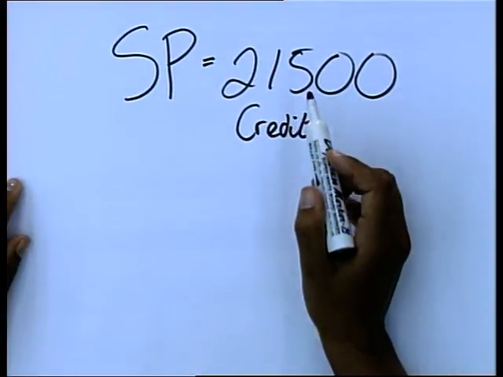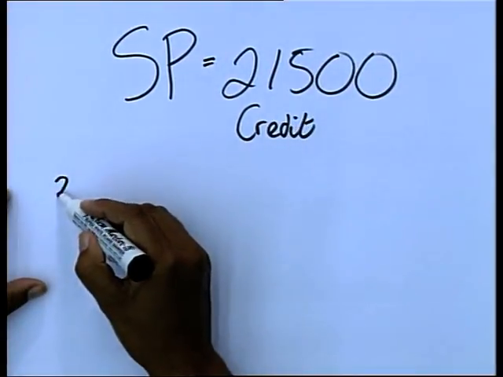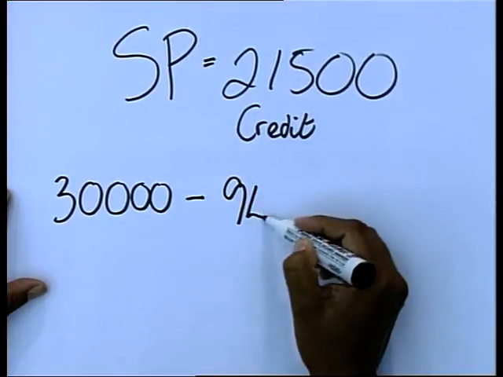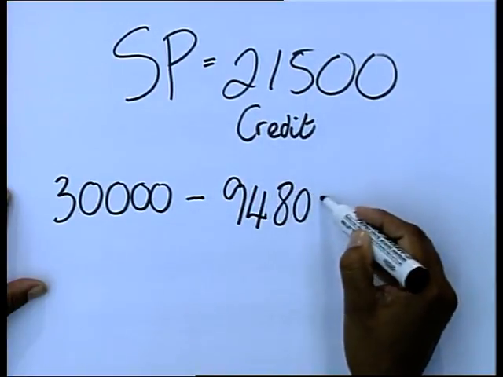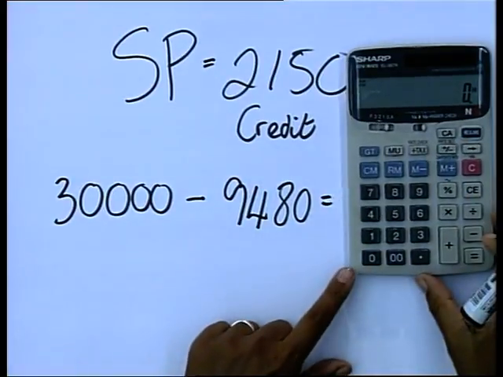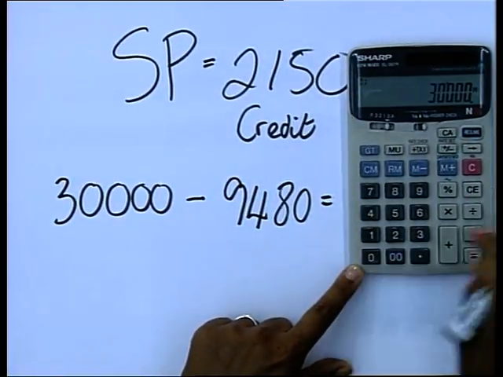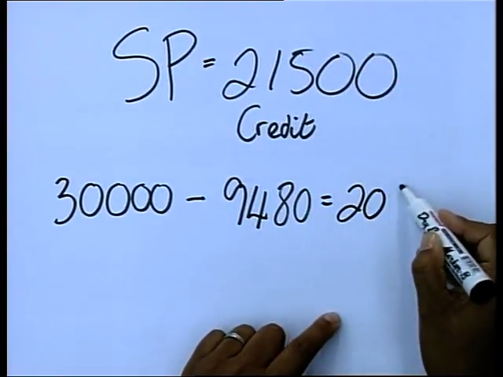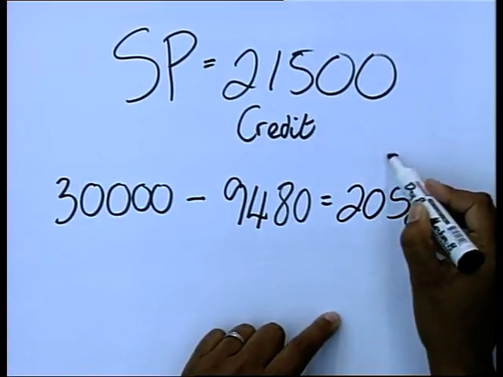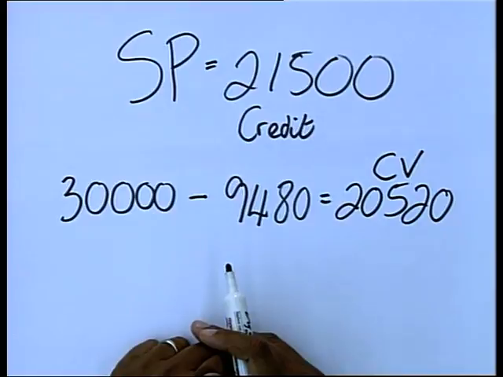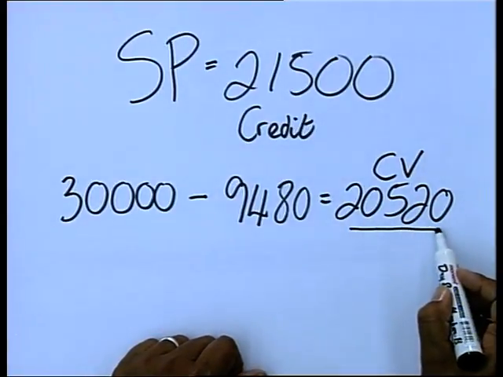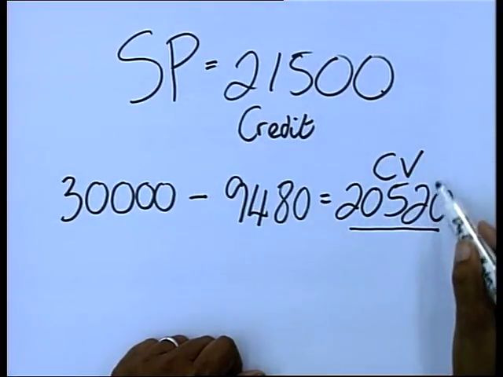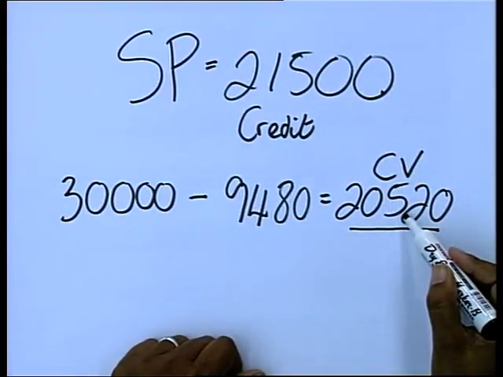So, how do we know that we've made a profit? If you take the cost price, which is 30,000, minus the accumulated depreciation of 9,480, how much do we get, learners? Let's do it on our calculators. 30,000 minus 9,480, and we get 20,520. That is our carrying value or our book value. So that is what the asset is worth in our books, but we sold it for 21,500. So you can see that we sold it for more than it is worth.